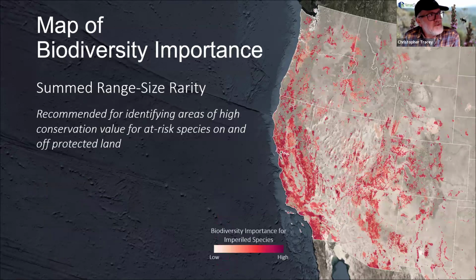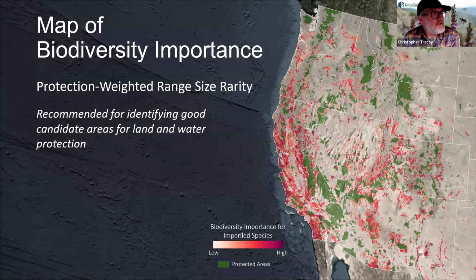The second type of map we release is what we call the summed range size rarity map. What this map shows is similar to richness, but we weight it by the range size of each species. So species with fewer conservation opportunities, whose range is smaller, count more in the map. And you can see that this really is a change from the previous map, where you only saw California and Arizona being really bright red on the map. This shows where these important range-restricted species are throughout the Western US. And it's interesting. This is the one that we really recommend for using.